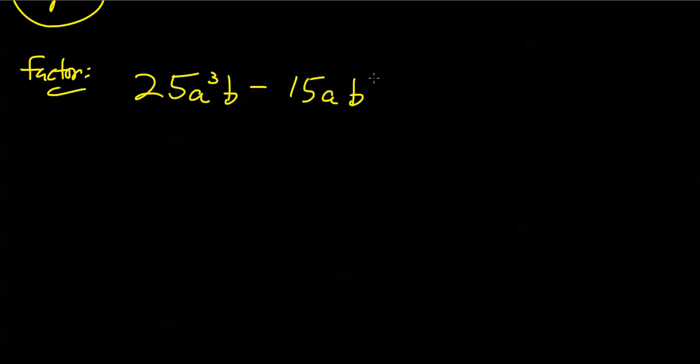Let's try another one. Factor something a little harder here. 25a cubed b minus 15ab cubed. Alright, I ask myself, what's the GCF of these two terms in this sum or difference? Well, clearly the GCF, the greatest common factor of the coefficients, is 5, is it not? How many powers of a are common to both terms? One factor of a is common to both. How many powers of b are common to both? One power of b is common to both.